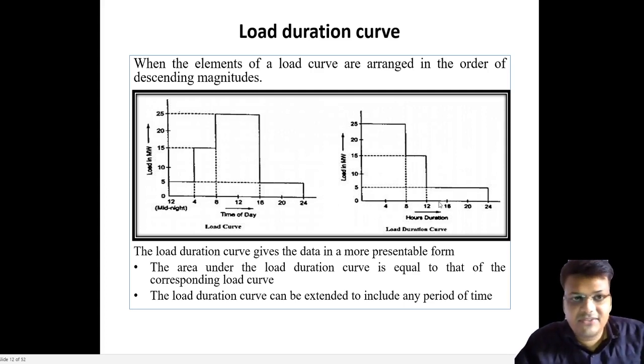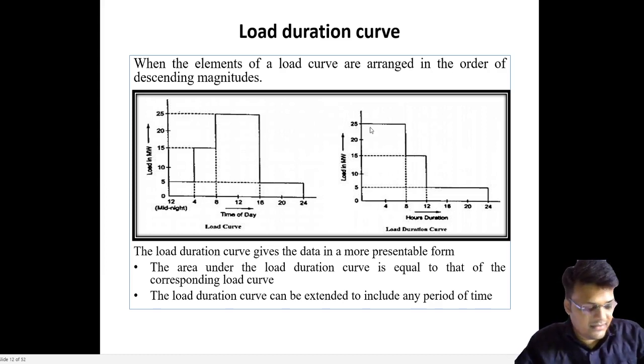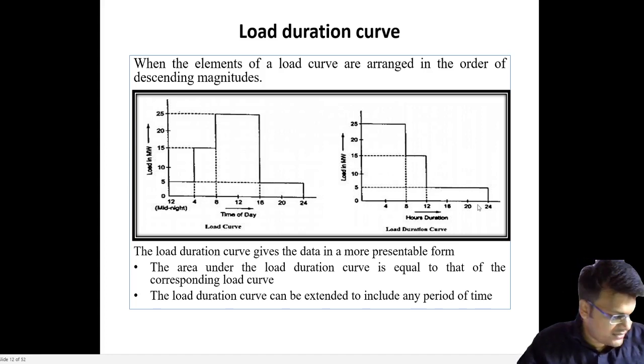So what is the benefit of doing this? We can easily see at what hour we have this much maximum load or this much load. From this diagram, we can see that from 0 to 8 hours, we have 25 megawatt of generation. Similarly, from 8 to 12, we have 15 megawatt of generation. And from 12 to 24, we have 5 megawatt of generation.